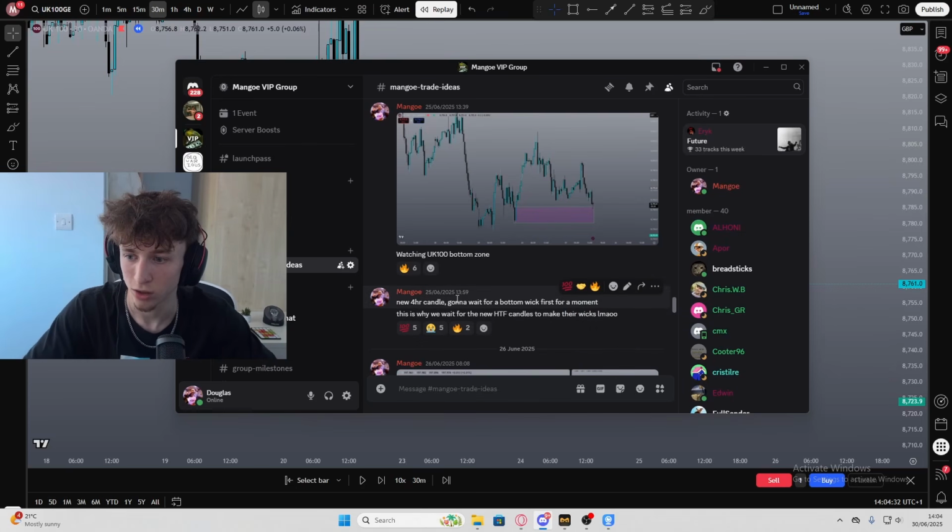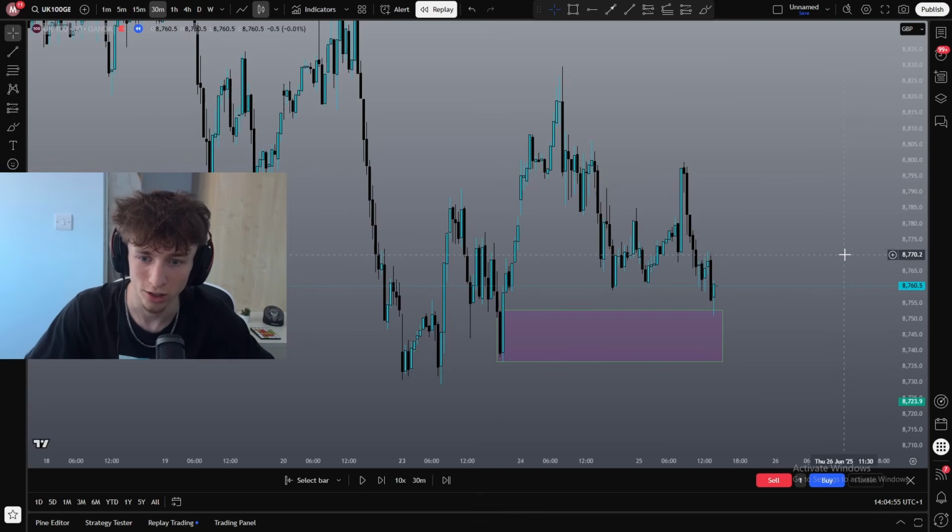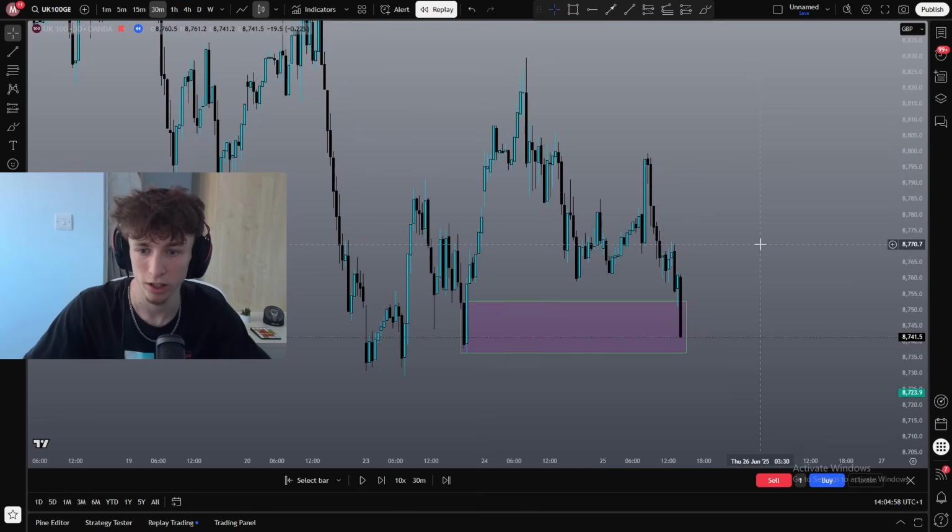So like I said in the Discord, just before the new 4 hour candle opened, I was going to wait for a bottom wick first for a moment. And you can see 3 minutes later I said this, and that's because it immediately came down and we avoided a loss because of this. This can actually help us avoid quite a lot of losses just due to things like this.